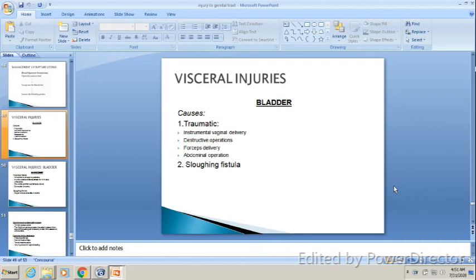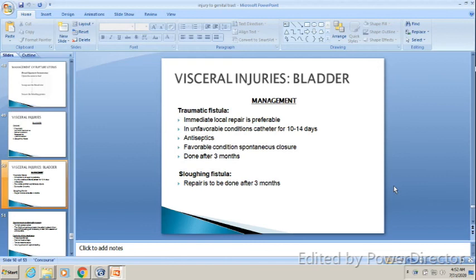What are the causes of bladder injury? Traumatic instrumental vaginal delivery, destructive operations, forceps delivery and abdominal operations. Sloughing can cause fistula. In case of obstructed delivery, sometimes vesicovaginal fistula happens after some time. Traumatic fistula, how will we manage it? Immediate local repair is preferable. If in unfavorable condition, catheter for 10 to 14 days, antiseptics; in favorable condition, spontaneous closure happens.